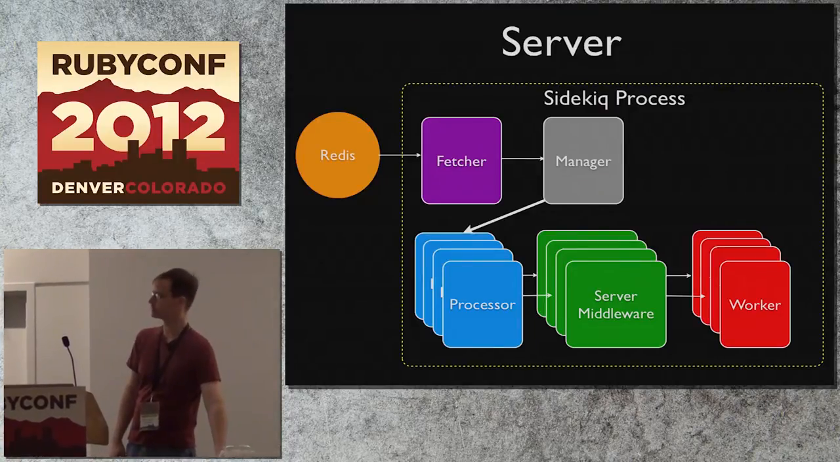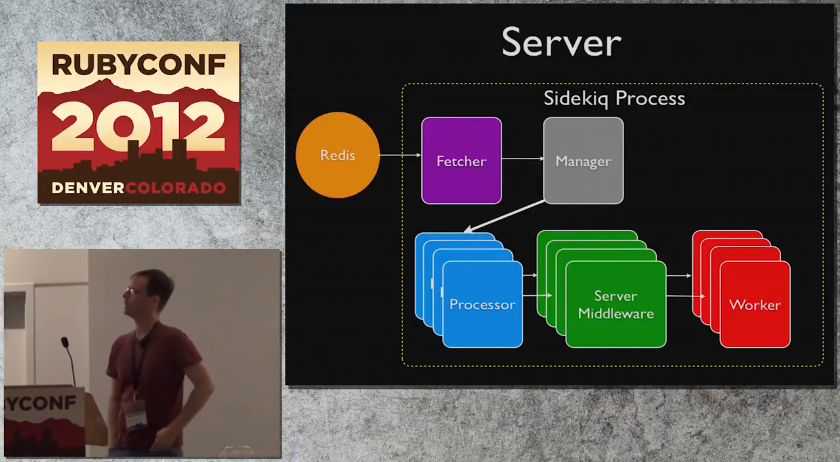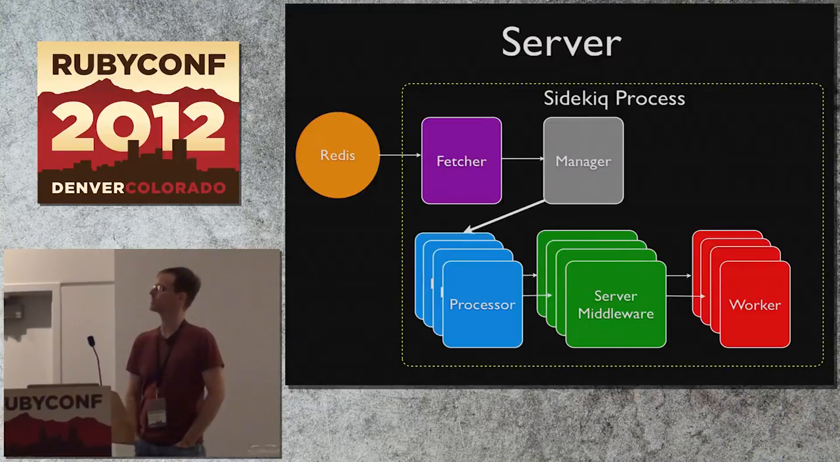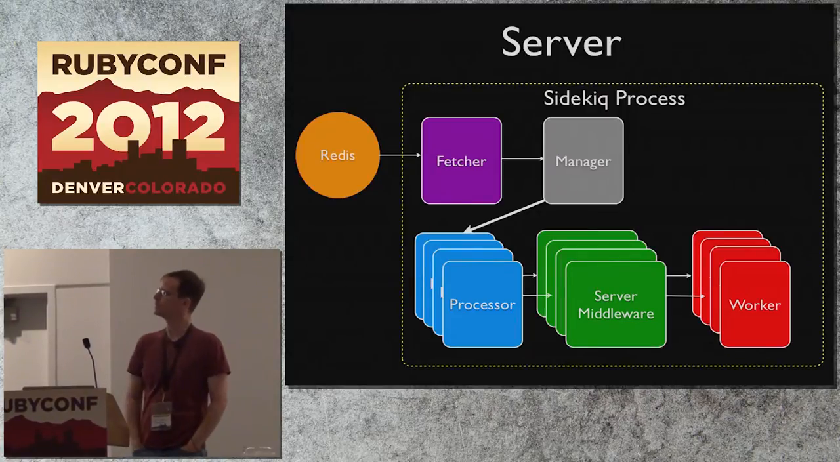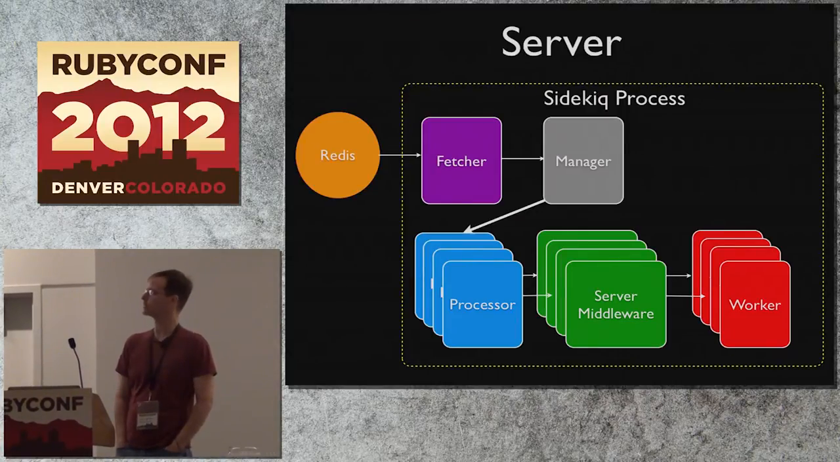On the server side, the Sidekick server uses Celluloid. I know Celluloid's gotten a lot of love so far, and I'm the first person to admit to being another fanboy of it. But Celluloid really makes it easy to deal with the multi-threading here. I've got three actors in Sidekick.